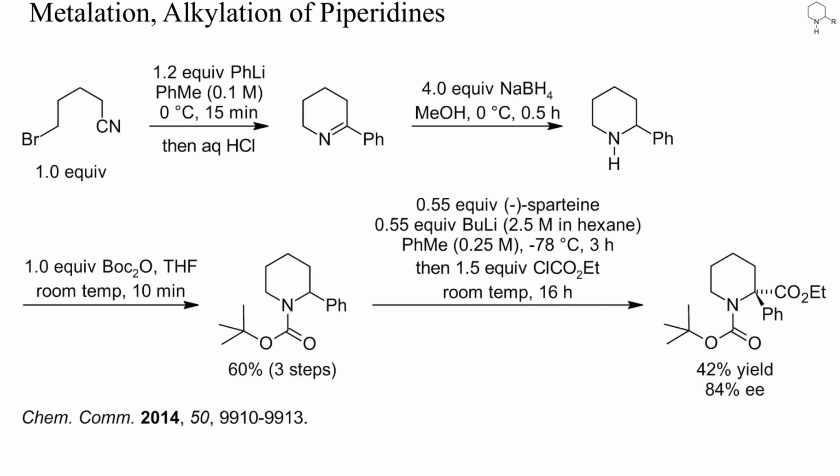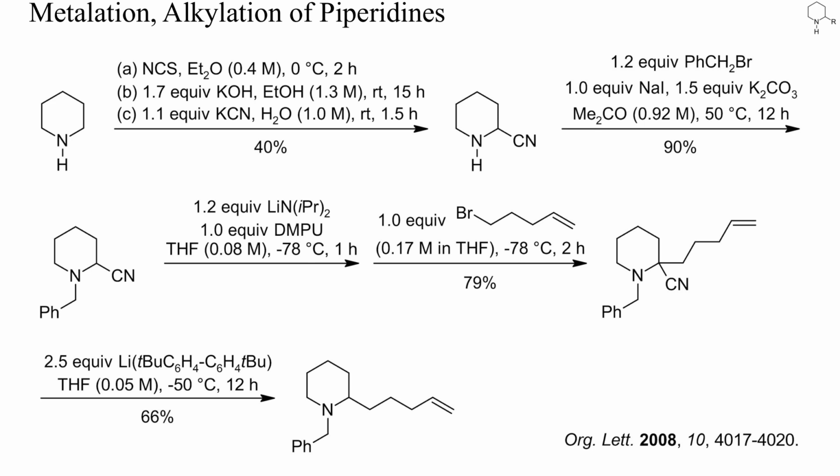Here, 2-phenylpiperidine was prepared by addition of phenyllithium to bromovaleronitrile, followed by reduction and protection. This product was then lithiated enantioselectively at the benzylic position and then carboxylated with a chloroformate. Yield and enantioselectivity weren't high in this case, but the strategy might be optimizable for other piperidines.